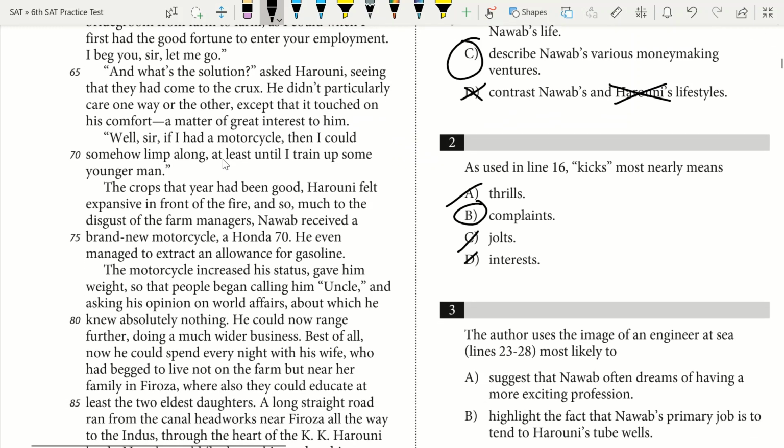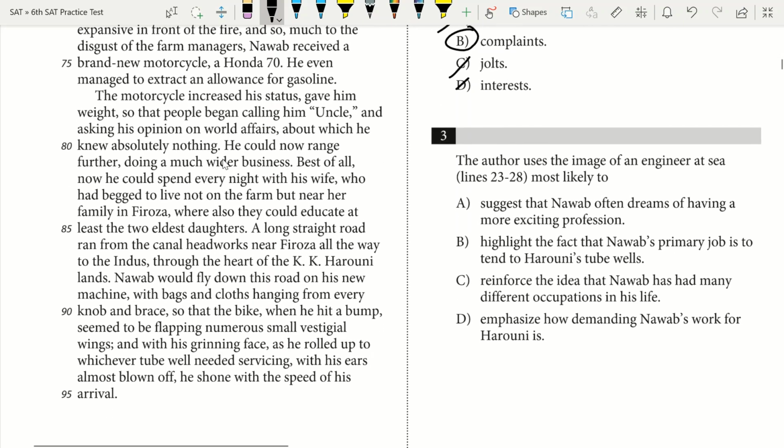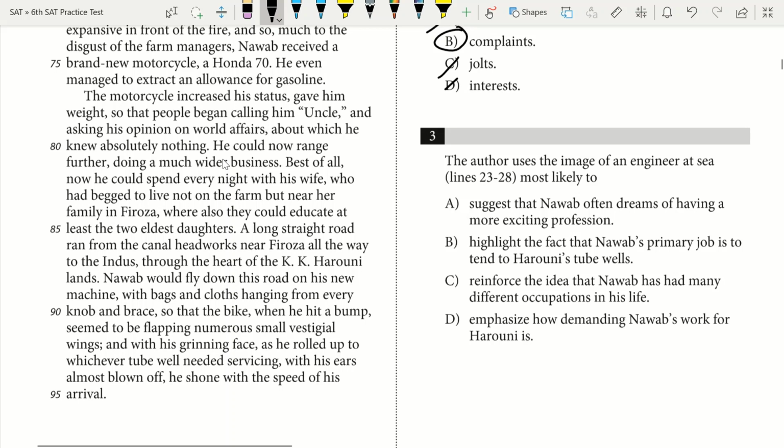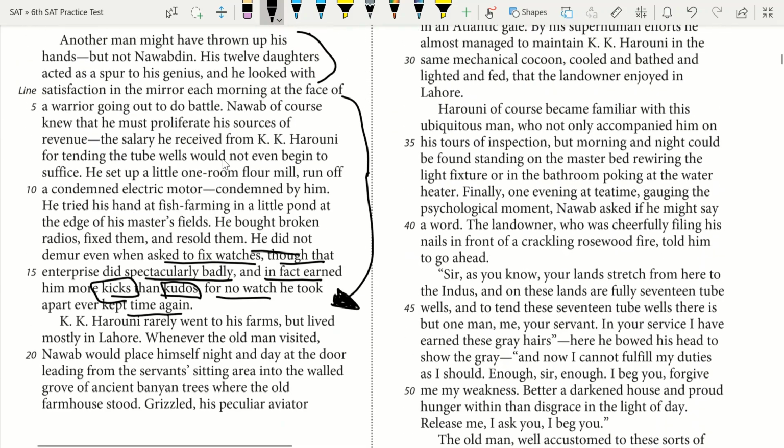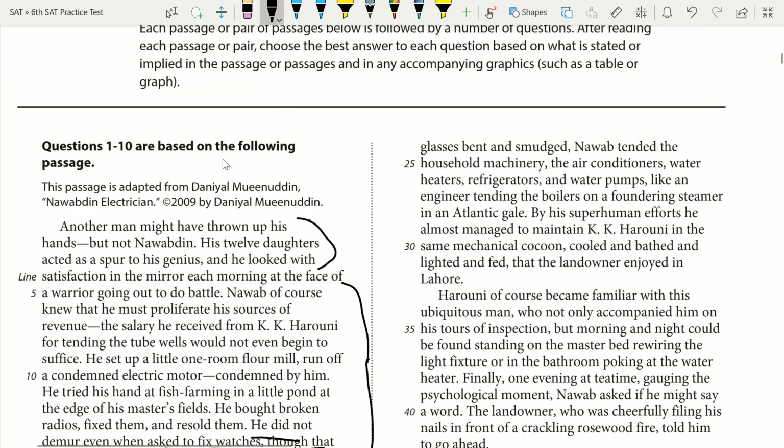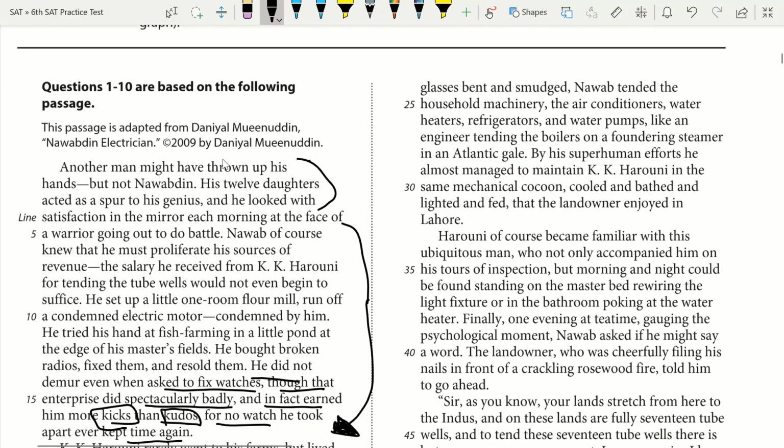All right, question 3. The author uses the image of an engineer at sea most likely to do what? This is really a purpose question asking us what's the purpose of making this comparison to an engineer at sea in lines 23 to 28. So let's go to lines 23 to 28, see what it says, and come up with our answer for why the author included it.